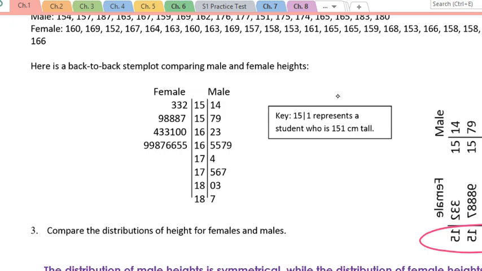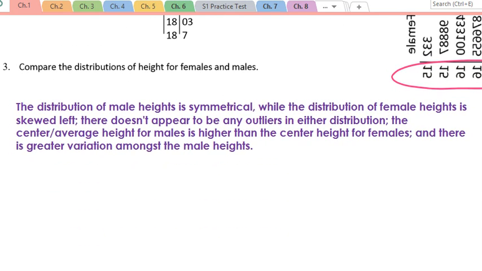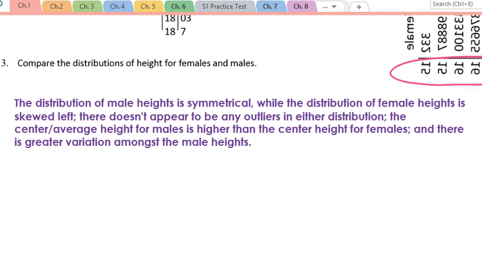So hopefully at this time you have already written your response. I'd like to show you what my response looks like. I wrote that the distribution of male heights is symmetrical while the distribution of female heights is skewed to the left. Make sure you have left there. There doesn't appear to be any outliers in either distribution. The center or average height for males is higher than the center height for females. Remember, comparison. Talk about the average height using context. And then I mentioned that there's greater variation amongst the male heights. Short and sweet and to the point. I really hope this helped. Calculator.